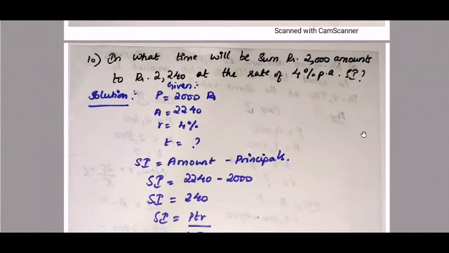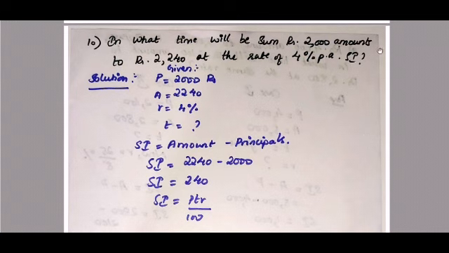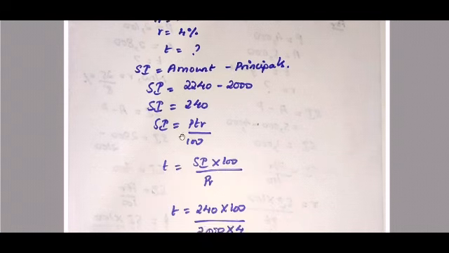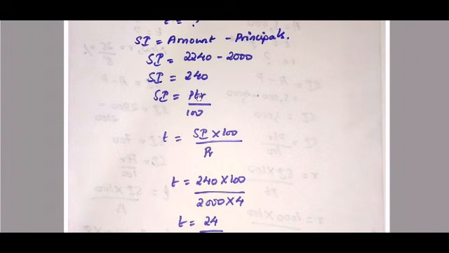So in what time will the sum of money rupees 2,000 amount to rupees 2,240 at the rate of 4% per annum simple interest? So what is given in the question? Principal is 2,000, amount is 2,240, the rate is 4%. Now we are supposed to find out the time. Simple interest is equal to amount minus principal, 2,240 minus 2,000. So simple interest is 240.